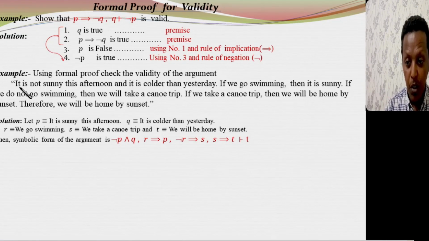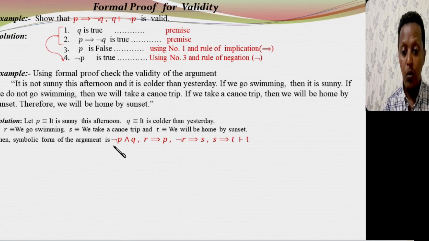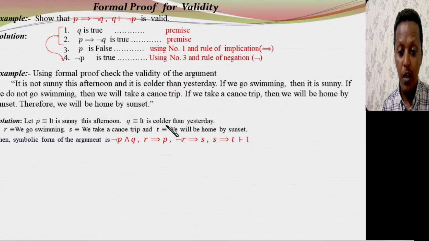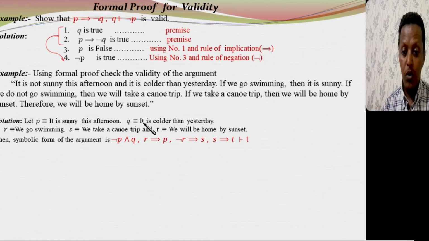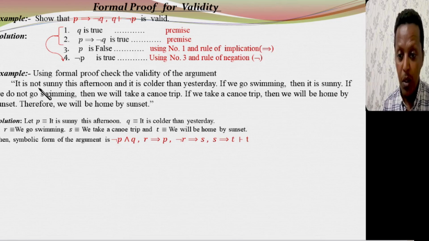So the first premise is what? If P is it is sunny this afternoon, then it is not sunny this afternoon will be negation P. And conjunction, it is colder than yesterday. Q stands for it is colder than yesterday. So negation P and Q will be the first premise.